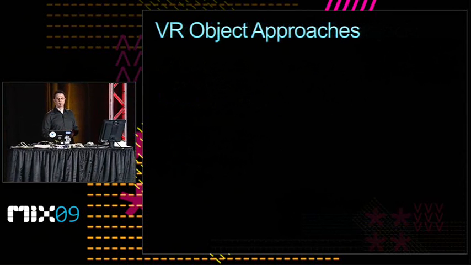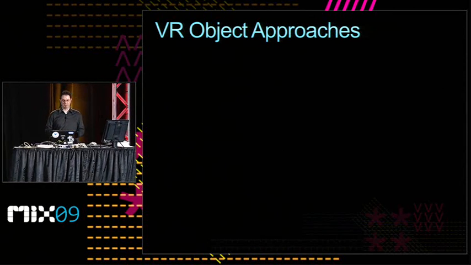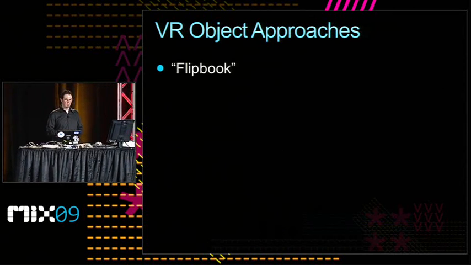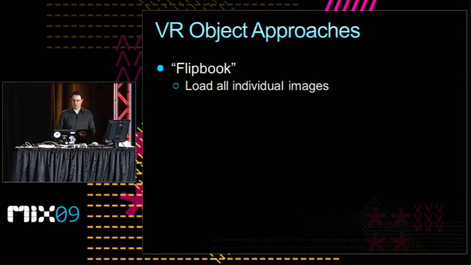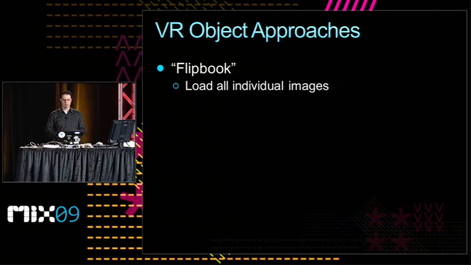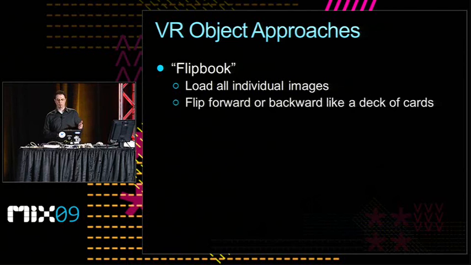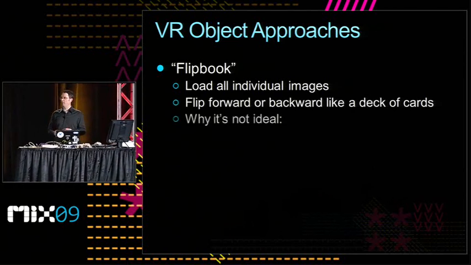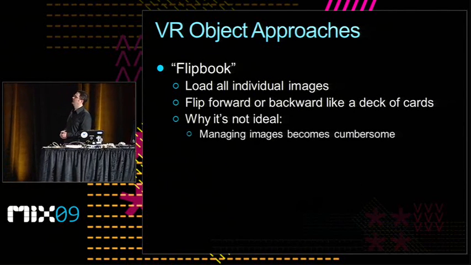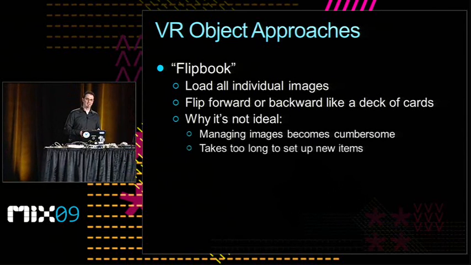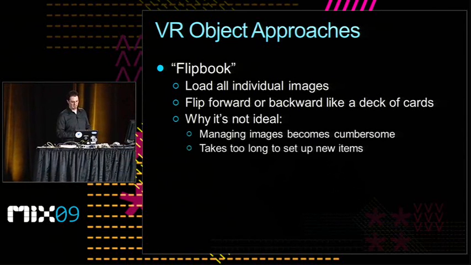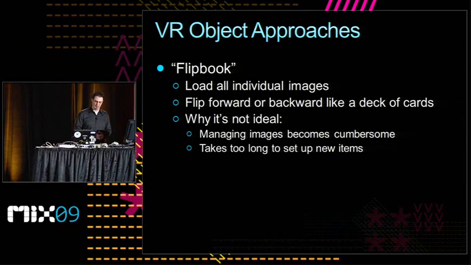There's two basic approaches when you're creating VR objects. The first type is a flipbook approach. I created one of these a couple years ago in JavaScript in Silverlight 1. Basically, what this requires is that you're going to load all of the individual images that make up your VR, and then you're going to flip forward or backward through them programmatically like they're a deck of cards. Based on my experience, they're not ideal because managing the images can become cumbersome, and it takes far too long to set up new items. What I want to be able to do is just push an image into this thing and have it ready to go.